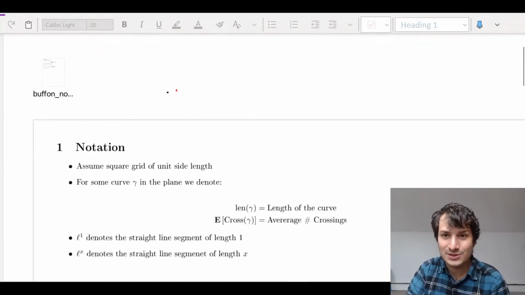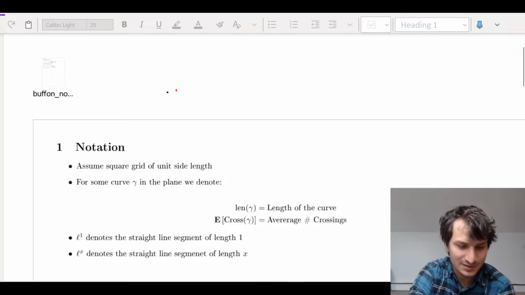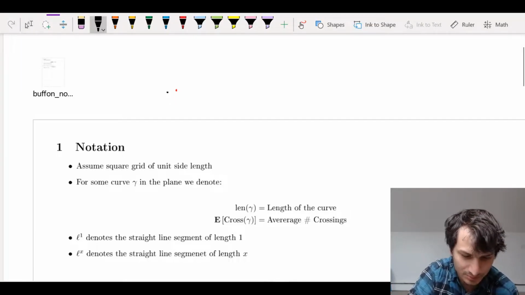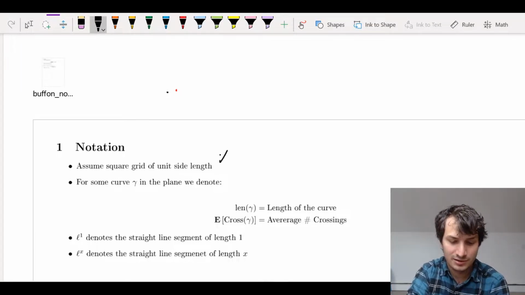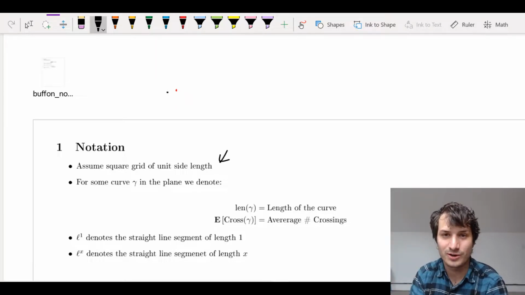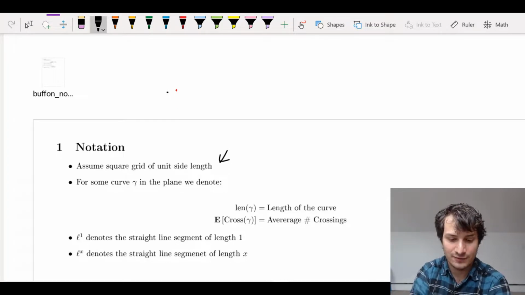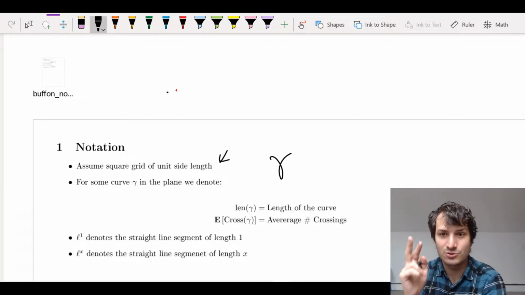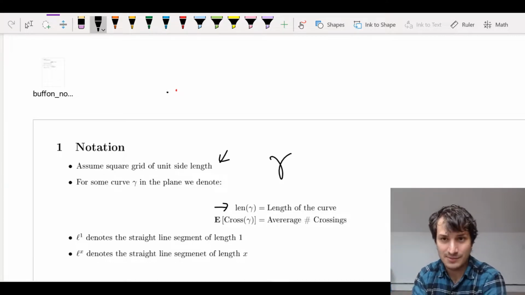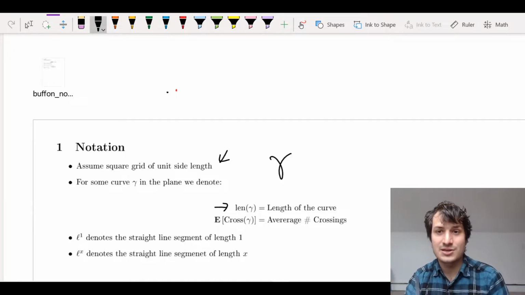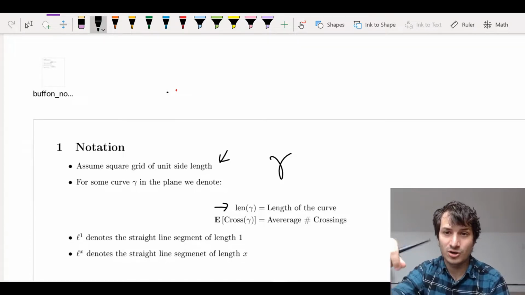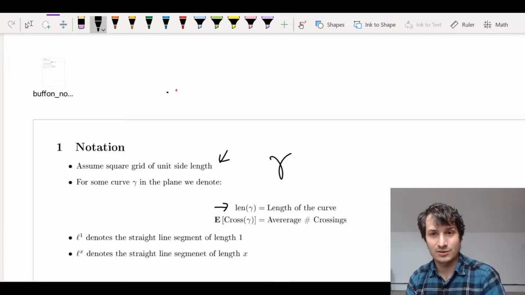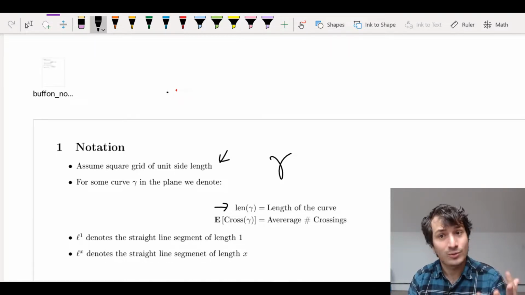So there's going to be some notation. So this is the notation and the assumptions. I'm assuming a unit grid, so a square grid, where each square is length 1. And for a curve in the plane, I have gamma. So gamma is a curve in the plane. I have two notations I'm using. The length, len of gamma, is the length of the curve. And cross of gamma is the number of times that the curve touches the grid when you throw it randomly onto the grid. This is a random variable.